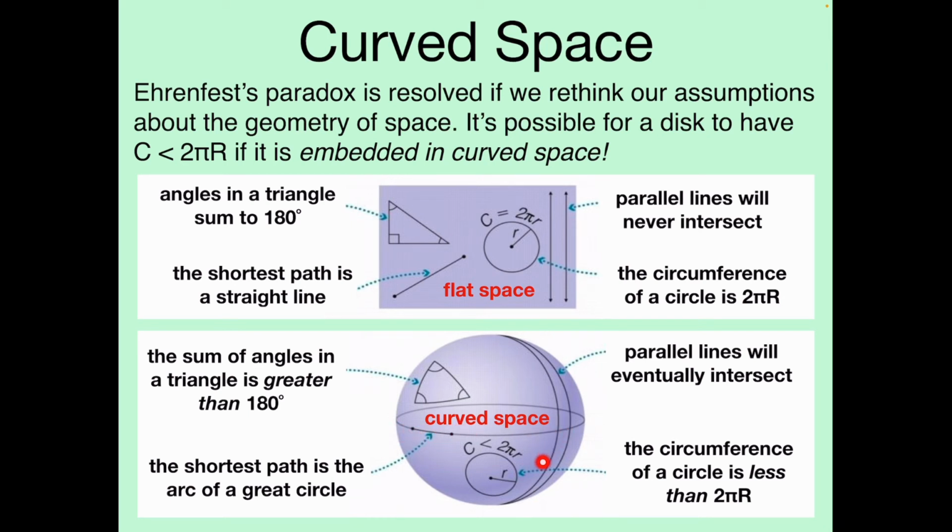And here, if I draw 2 parallel lines on a sphere like this, actually they do end up intersecting if I follow them far enough along. And then finally, if I draw a circle onto the sphere, the circumference of that circle is not equal to 2 pi r. It's less than that. So these weird things that are happening with the geometry in Ehrenfest's paradox can be explained if we just say, well, it's not flat space, it's curved space that the disk is embedded in. So we can resolve all this by thinking about curved space.